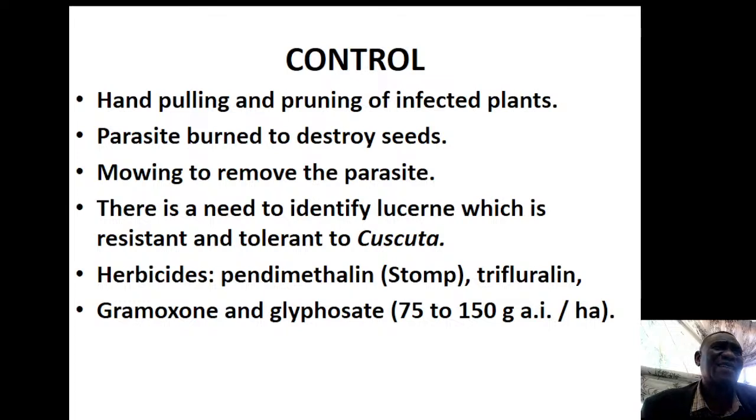Some herbicides like pendimethalin, Stomp, and trifluralin can be used. Also Gramoxone and glyphosate at low rates, but these may actually kill your host. So it's not easy to control shoot parasites.